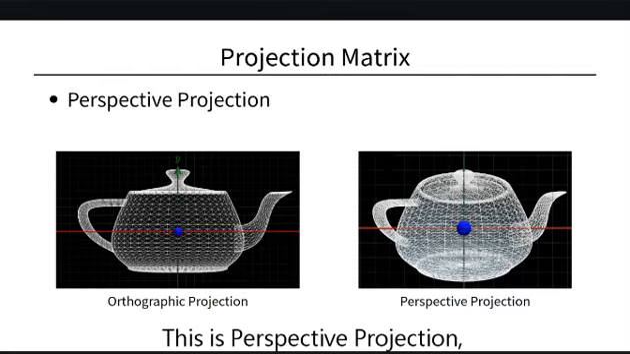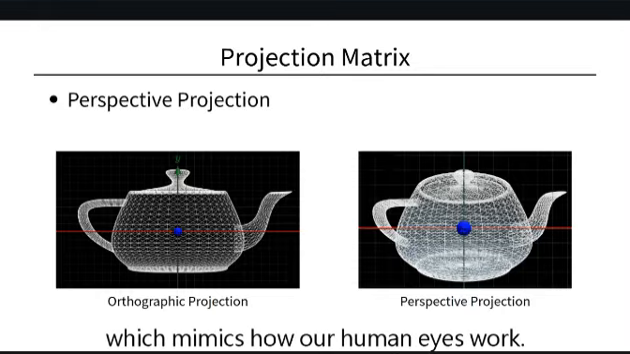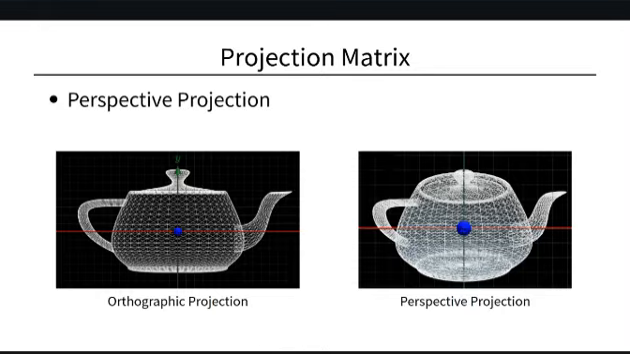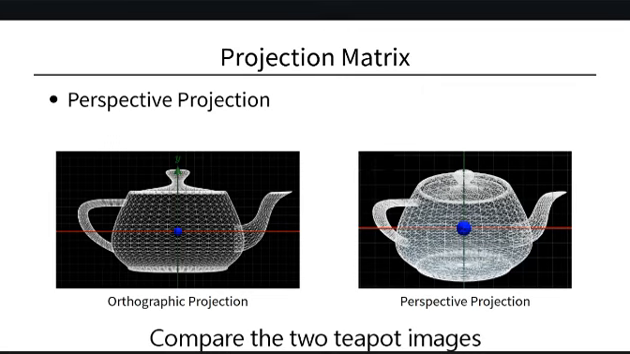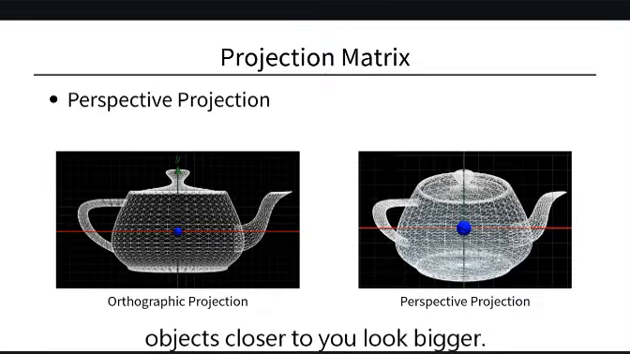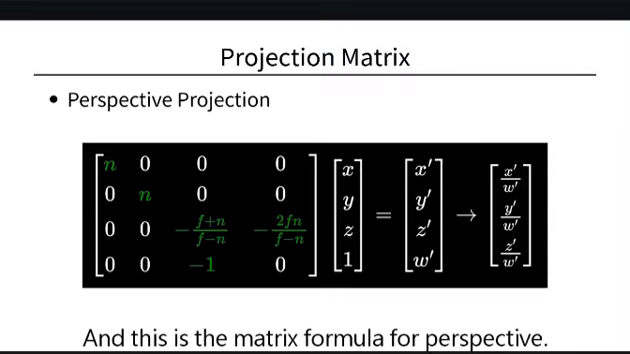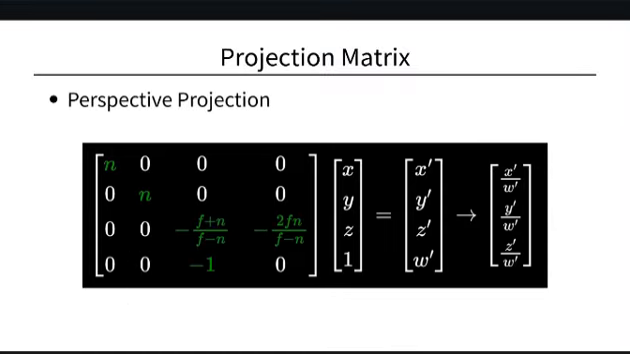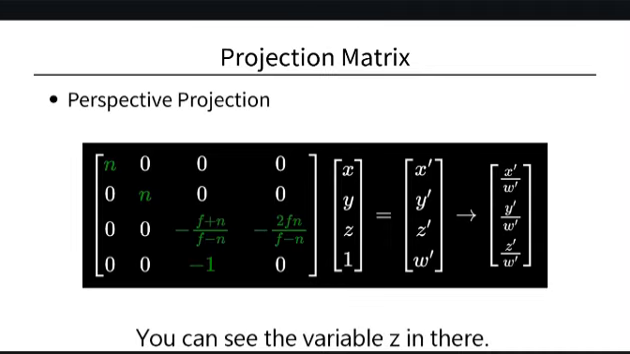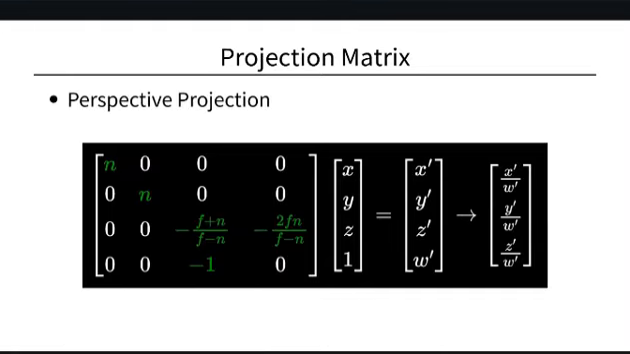This is perspective projection, which mimics how our human eyes work. Compare the two images. The right one using perspective clearly shows that objects closer to you look bigger. And this is the matrix formula for perspective. You can see the variable z in there. This means depth is involved in the calculation.